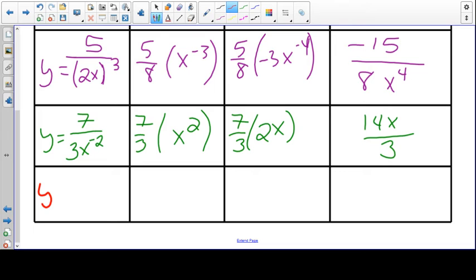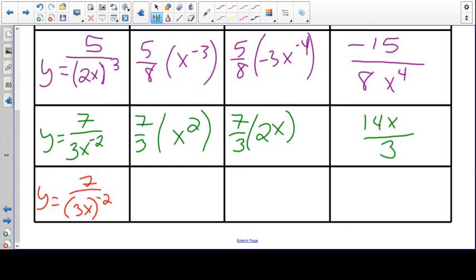And my last one. I have y is equal to 7 over 3x to the negative second in parentheses. So let's distribute that through in our heads. We know that everything's going to get that negative 2. Eventually that negative 2 is going to come up.